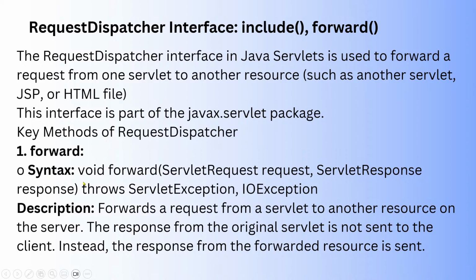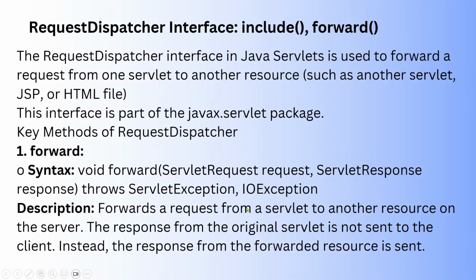Now next is the forward method. So the syntax for forward is void forward, with ServletRequest and ServletResponse. Here the request and response objects are created, and it throws ServletException as well as IOException. IO exception is input output exception. Here it forwards the request from the servlet to another resource on the server.